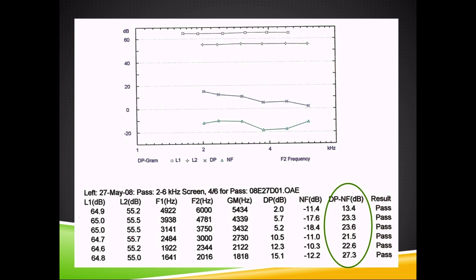What you're looking for is this column right here that says dP minus NF, and that stands for distortion product minus the noise floor, and that is the actual equation that gives you the signal-to-noise ratio. The signal-to-noise ratio is good for all of those frequencies for this particular participant.